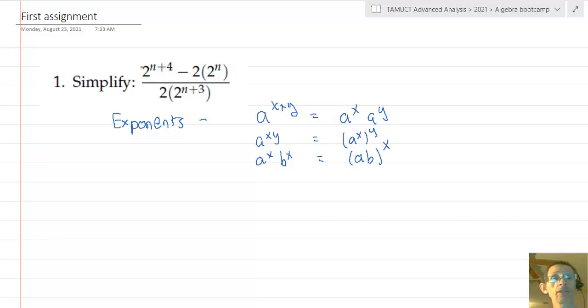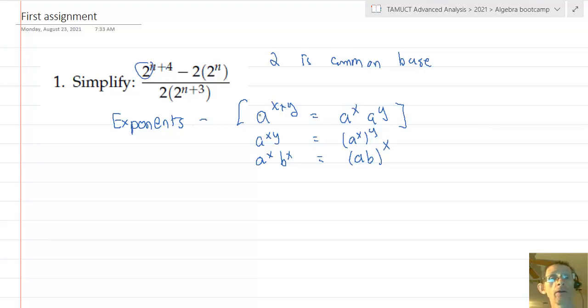Now in this case you can see that 2 is a common base. So now here you have 2 to the n plus 4. Here you have 2 times 2 to the n. We can actually use this rule on both of those terms. For example, this first term, 2 to the n plus 4, I could write as 2 to the n times 2 to the 4. And I should be able to combine with this one.